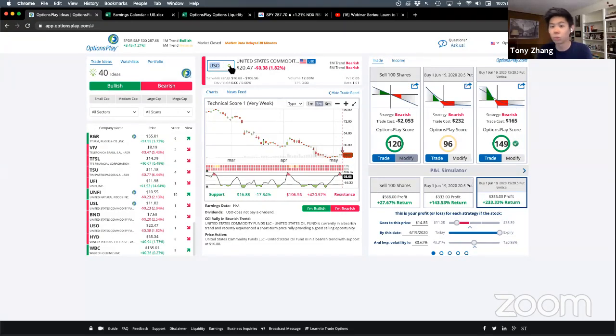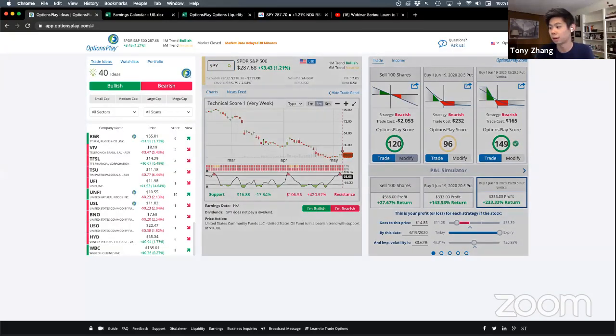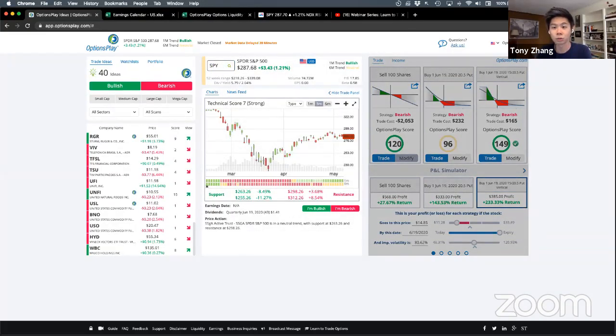So SH is only going to provide you with inverse exposure for a single day. If you hold on to SH for a week, it's not going to give you the inverse return of the SPY over a week. It's going to give you less than that. So any type of leveraged or inverse ETF, if you look at the prospectus, they're only providing you that type of exposure over that single trading day. It's not meant for long-term exposure. So do not use these for hedging. I can't stress that enough.